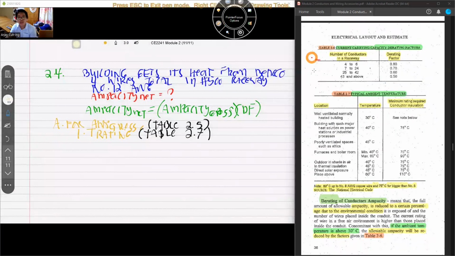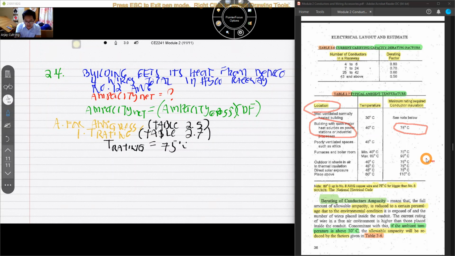Yan. So ang kailangan lang natin class in terms of yung temperature rating is kung ano yung location ng building. So titignan nyo class, building gets it from Beneco. So andito siya: building with such major heat sources as power stations. Okay. So ang minimum temperature for insulation class is equal to yan. Okay. So ang T rating na natin dito class is equal to 75 degrees Celsius.